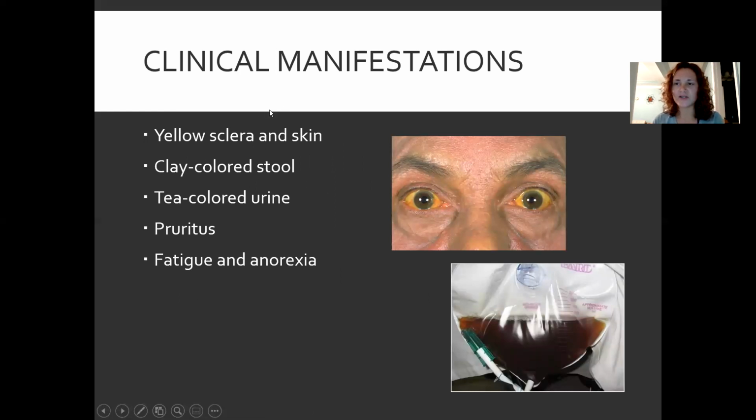Again, the clinical manifestations of jaundice, you do need to know these. They're very textbook symptoms of jaundice. Of course, we have the yellow sclera and skin, and then stool is clay-colored, and urine is tea-colored. You can see here, that's like a sweet tea or a Coca-Cola. That happens in conditions with liver disorders causing jaundice, or in something called rhabdomyolysis, which you'll learn about in critical care. Pruritus, so that accumulation of bilirubin will cause the skin to itch, and then fatigue and anorexia.